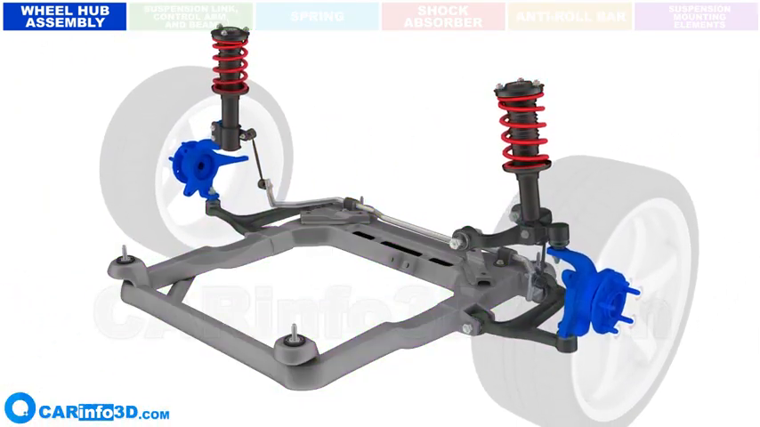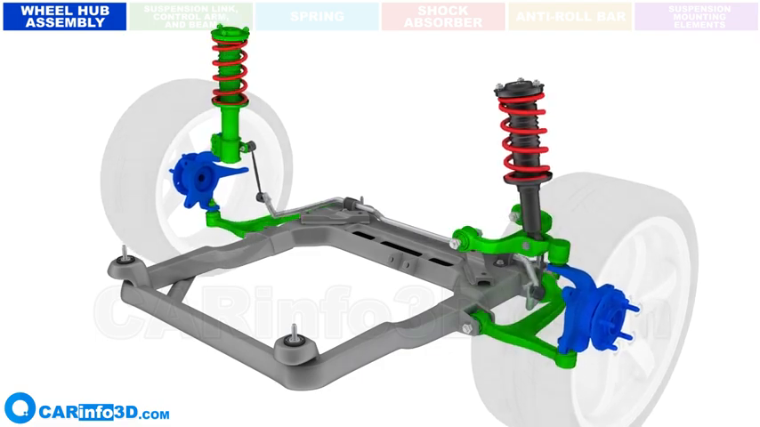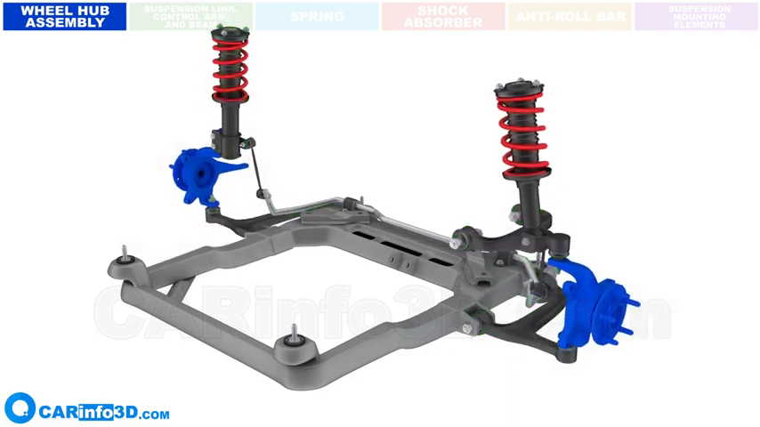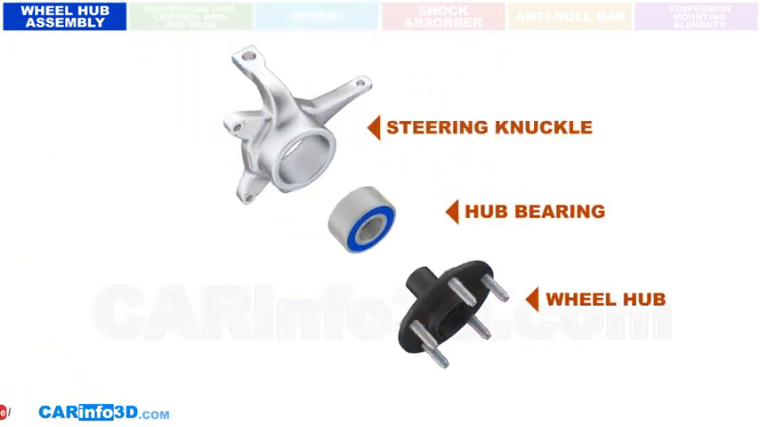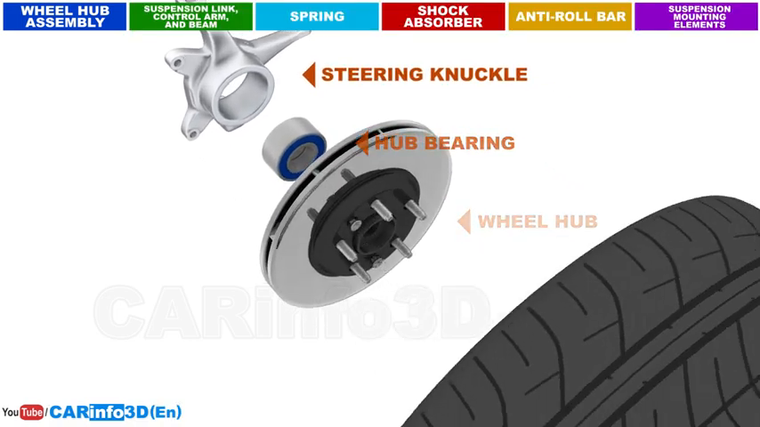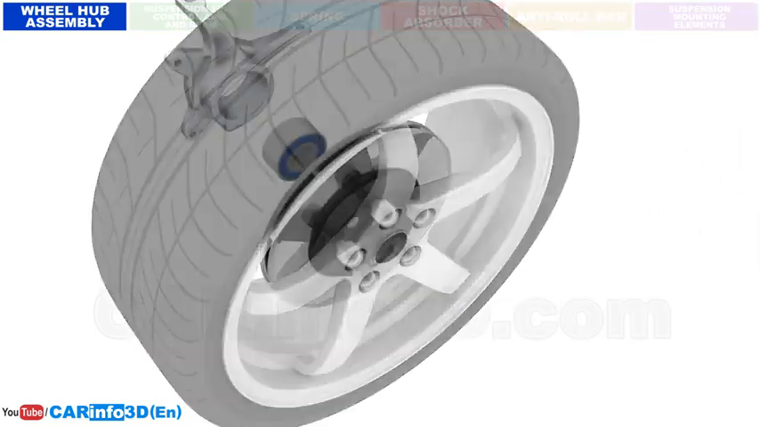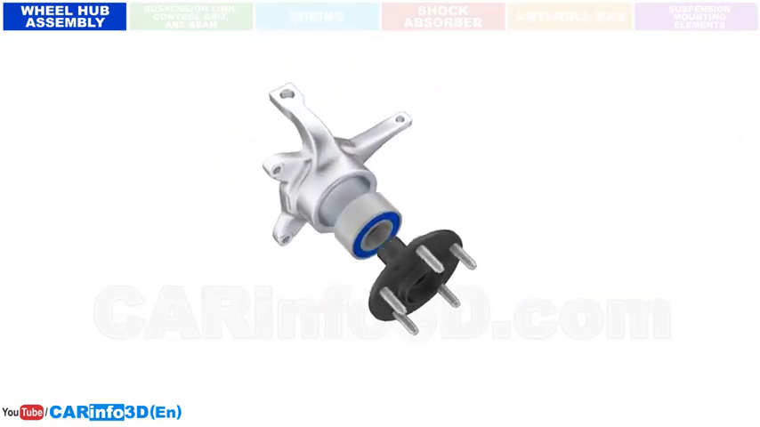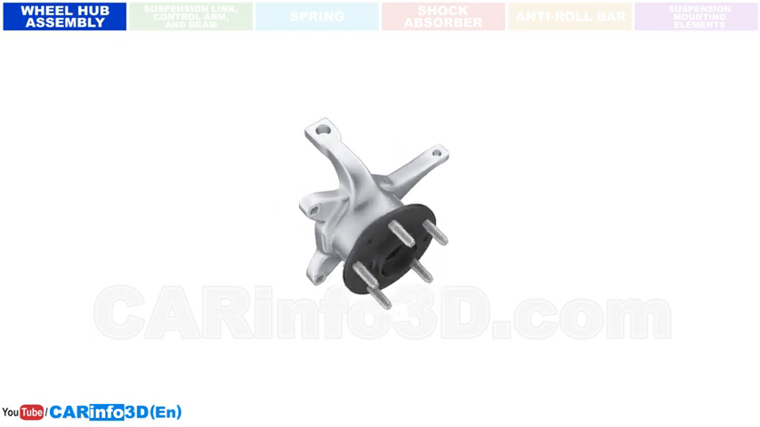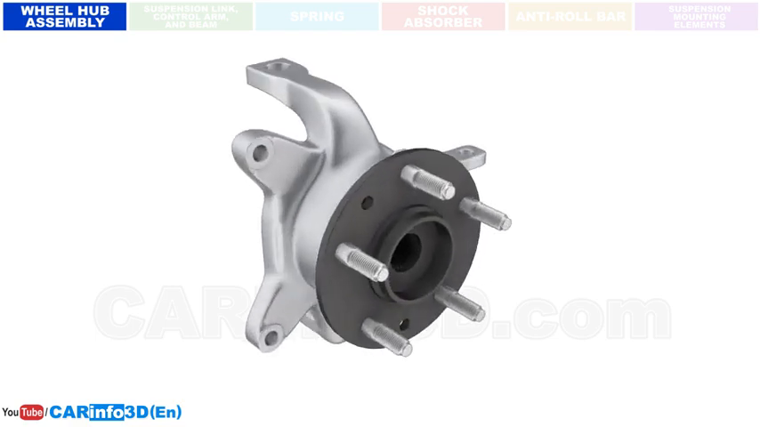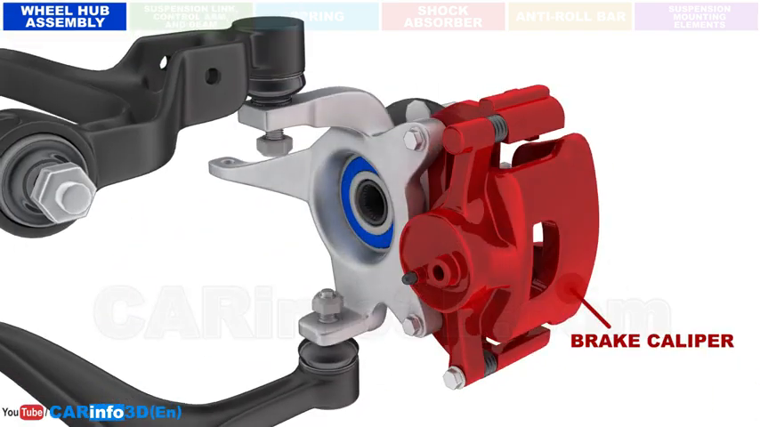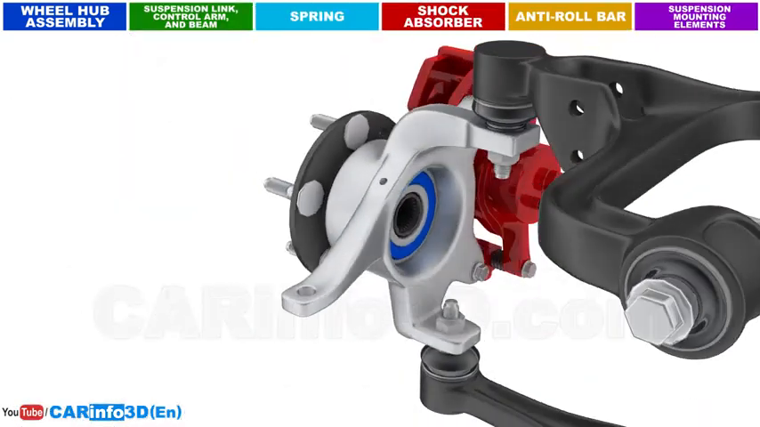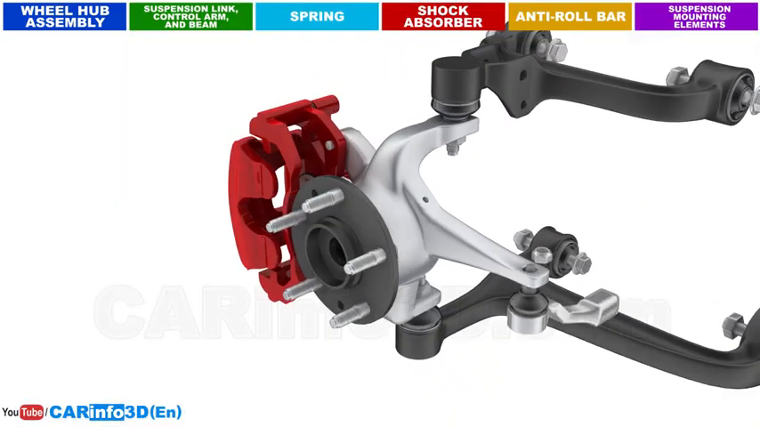Wheel hub. The wheel hub joins the wheels to the control arms, enabling their rotation. You can see a wheel hub and a hub bearing installed in the steering knuckle. The hub is attached to the brake disc and the wheel and is mounted on the steering knuckle via the hub bearing, allowing the wheel to rotate. The steering knuckle has fastening holes for various components, such as the brake caliper and control arms, as well as the tie rods that turn the steering knuckle.